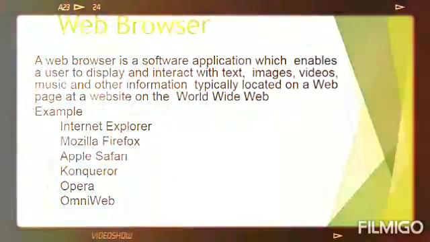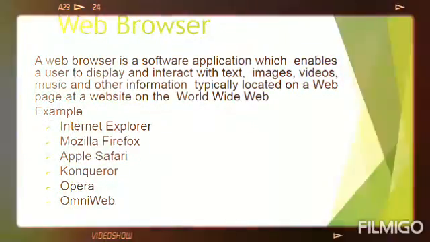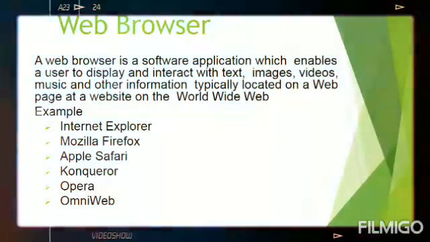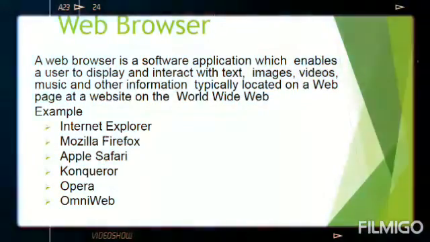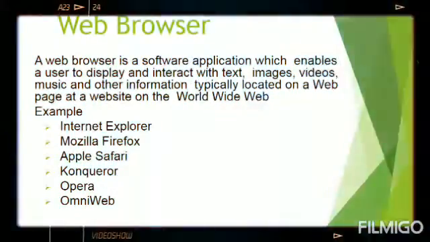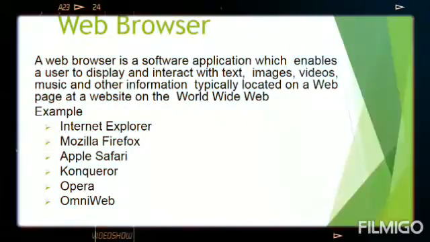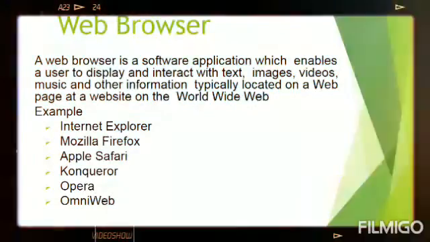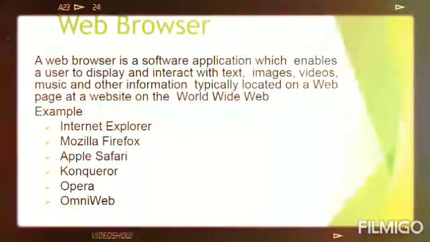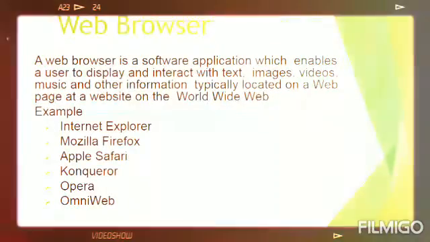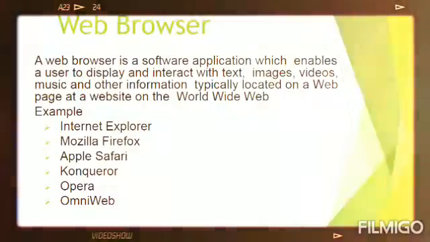When you have saved your program with the extension .html, you can view your web page through a web browser. And what is a web browser? It is a software application which enables a user to display and interact with text, images, videos, music and other information, typically located on a web page at a website on the World Wide Web. Here you can see different examples of web browsers: Internet Explorer, Mozilla Firefox, Apple Safari, Opera, Omni Web. You can view your web page by using any of these web browsers.